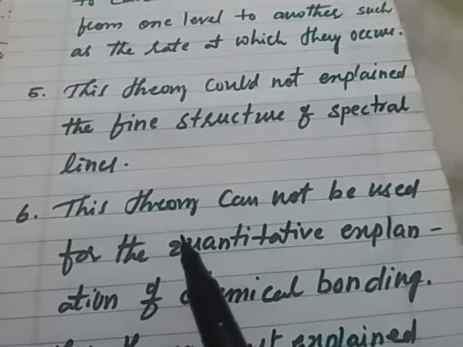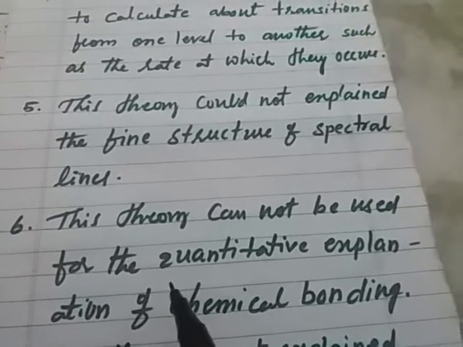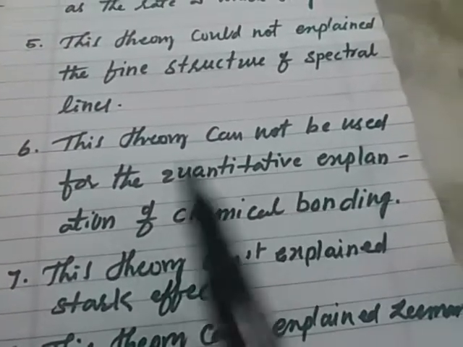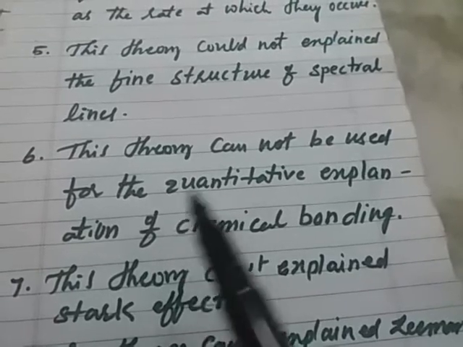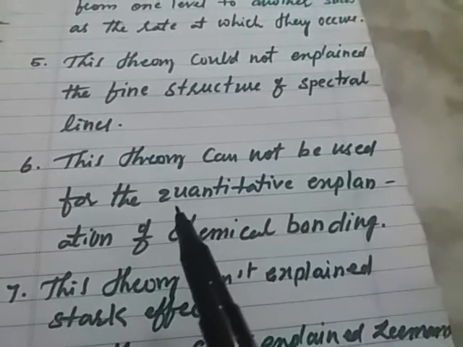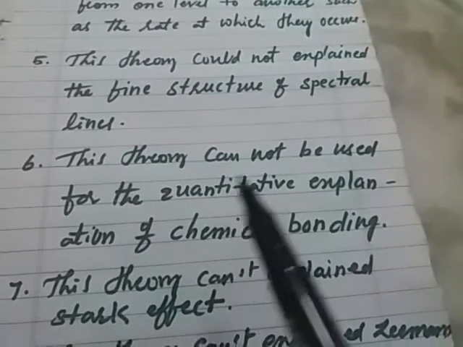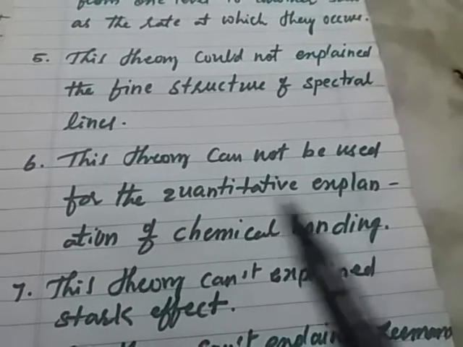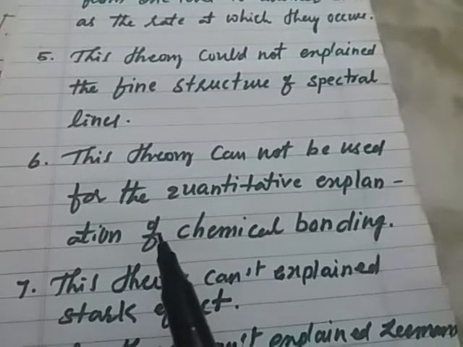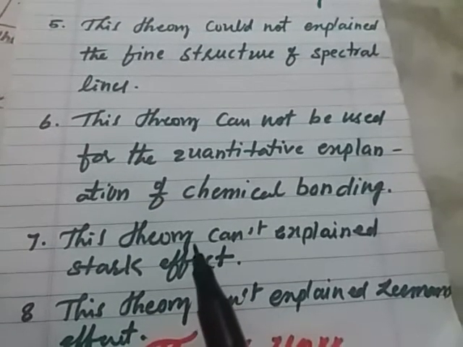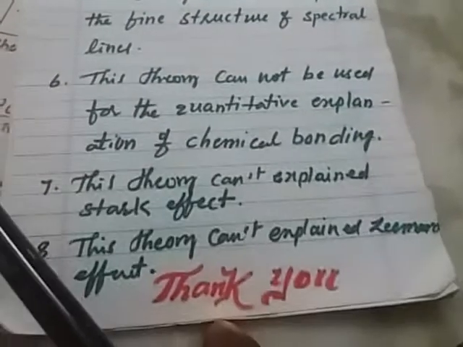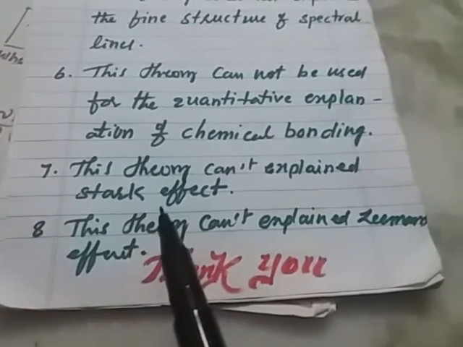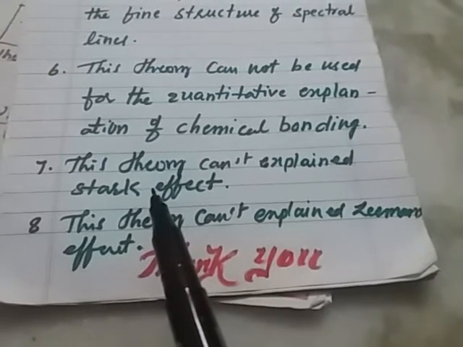The sixth is that this theory cannot be used for the quantitative explanation of chemical bonding. So in the Bohr atomic model, how do chemical bonds occur? Chemical bonding, ionic bonding, covalent bonding, and how these are contained, is not properly explained by the Bohr atomic model. The seventh is that this theory cannot explain the Stark effect. What is the Stark effect here, students? When an electron is contained in a magnetic field.